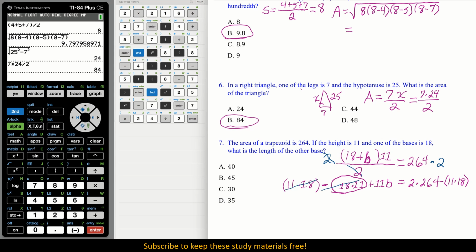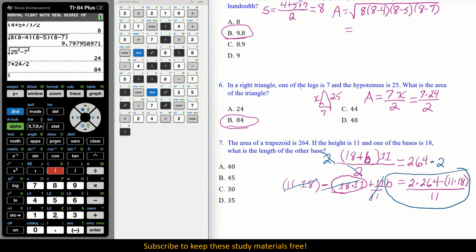Okay. So now what do we do? Well, we can just divide both sides by 11. That means that 11 over 11 is 1. And this is what we need to put in our calculator. But I'm seeing because of that subtraction in the numerator, it's just best to put everything in parentheses. So let's do it like this. Parentheses, 2 times 264. Close your parentheses.